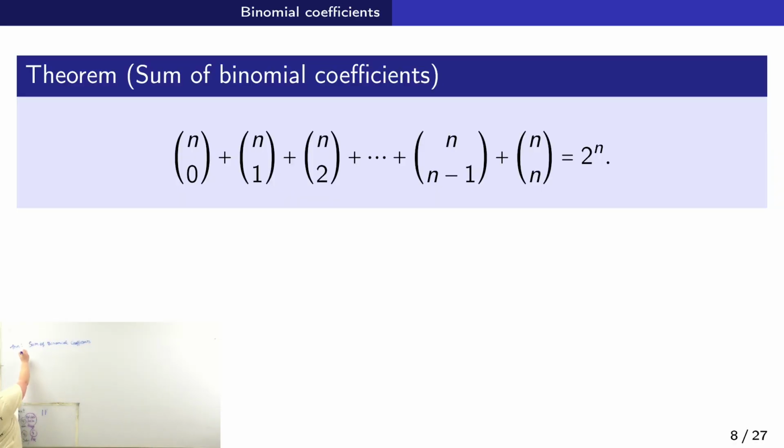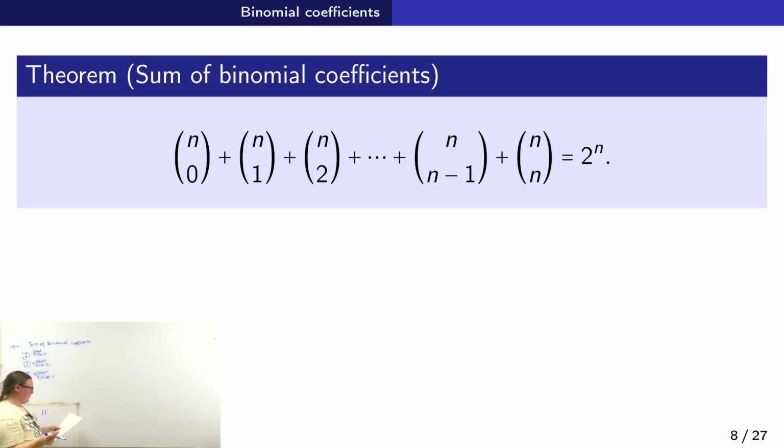And just for fun notation, if we have n choose 0, like I said, subset of size 0. And if we have n choose 1, what's the subset size of this one? Nice. And then this is the whole set. Okay, great.